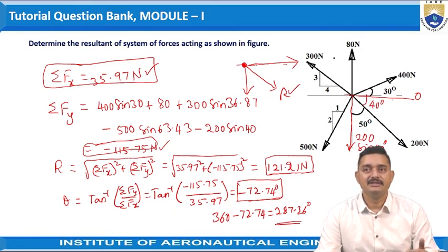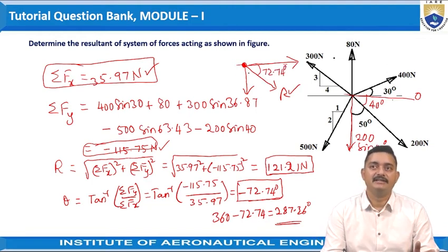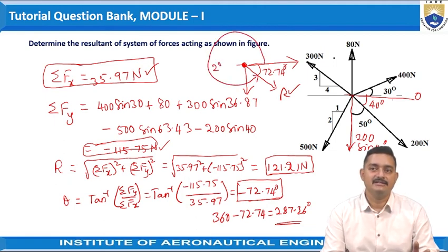So the inclination we can consider as 72.74 from the horizontal. Or else we can take it from the 0th position, and the inclination can be given in this fashion, the inclination as 287.26 degrees.